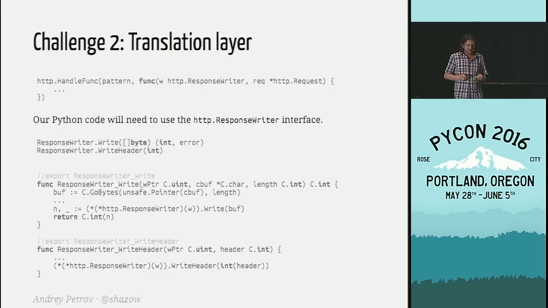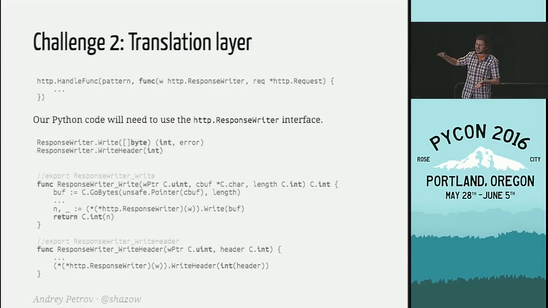That should be write status, but for some reason it's write header. And the way we're going to implement this, because it's an interface and Python has no idea what an interface is, we're going to write some C in our Go that wraps all the interfacey things in something that C understands. So we're going to write these little functions in Go and export them. Let's look at the second one, it's a little simpler. Write header. All it takes is a pointer to the response writer and the header value I want to write.